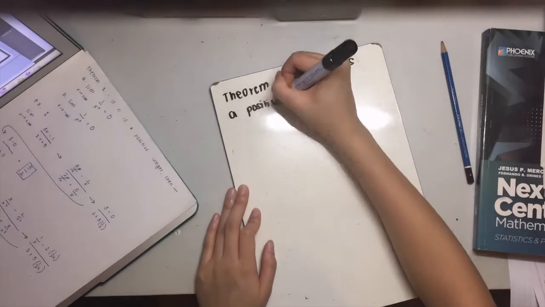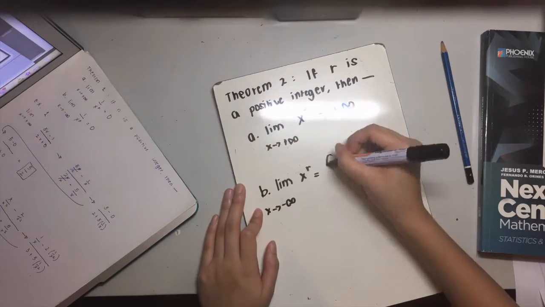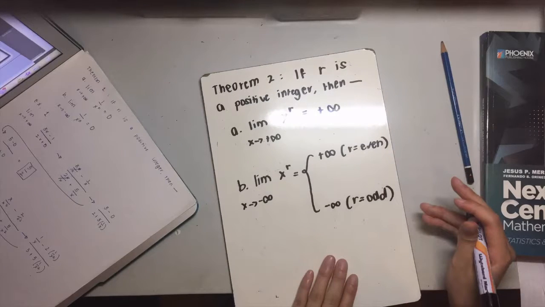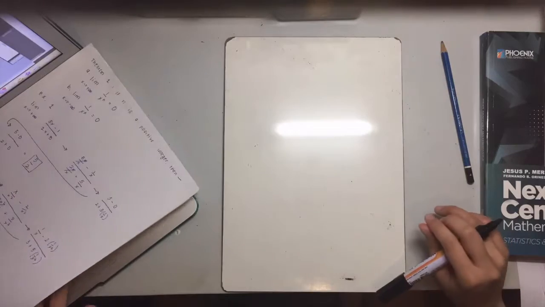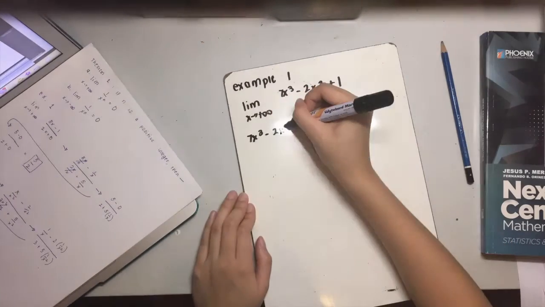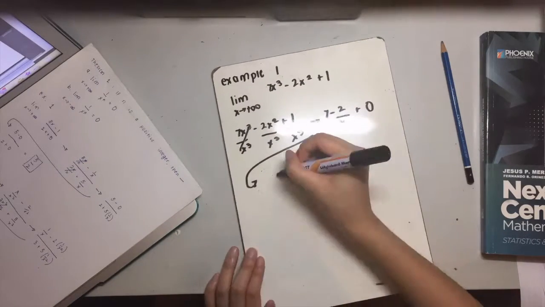Theorem 2. If r is a positive integer, then the limit approaching positive infinity is equal to positive infinity, and the limit approaching negative infinity is positive infinity if it's even, and negative infinity if it's odd. In order to solve for the second theorem, you will need to apply what you learned in the first theorem, which is looking at which of the terms has the highest degree.